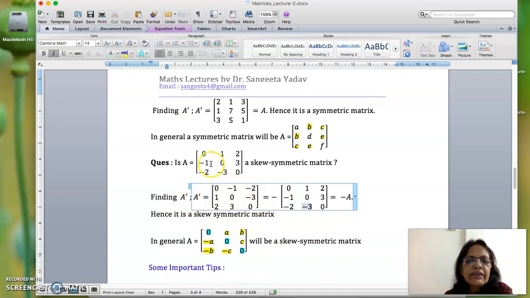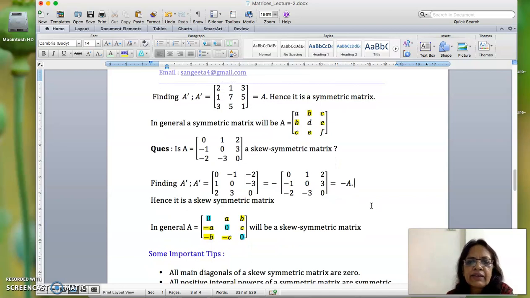Transpose of this matrix also. Transpose means rows and columns interchange. From this, if we take out minus common means it will be taken out common from each element. If we take minus common, we are left with 0 1 2, minus 1 0 3, minus 2 minus 3 0, which is minus of A. Hence this matrix is a skew symmetric matrix.